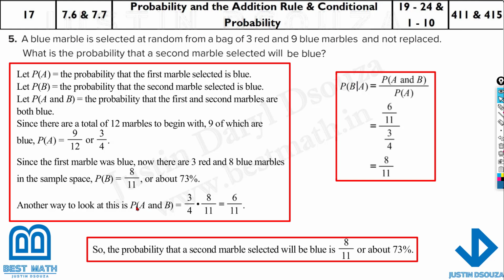It is conditional probability, but just that A and B, remember, first one, 3/4 is 9 by 12. Say 9 by 12 or 3/4. That's why I have written 3/4. Next one will be 8 because one blue is gone, and out of 12 there will be 11 only.